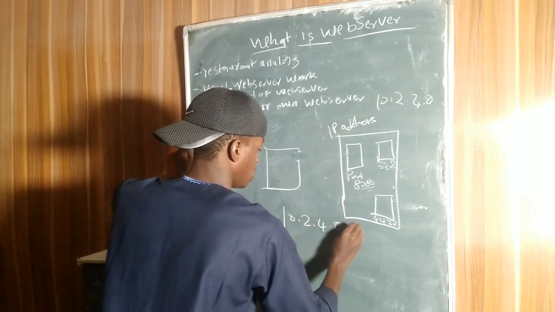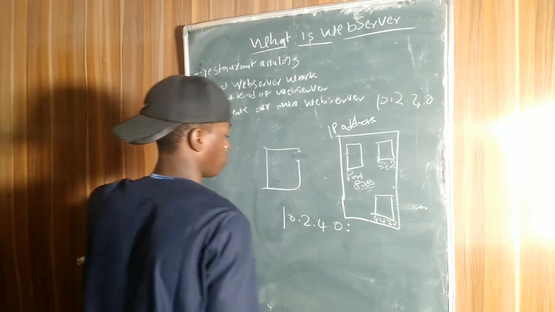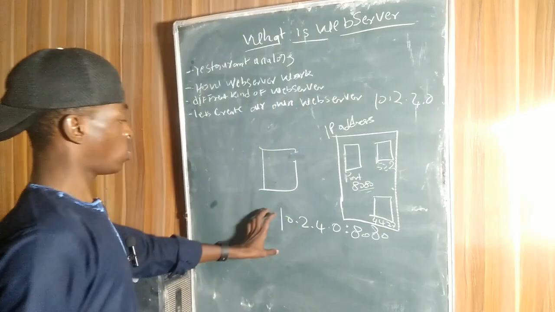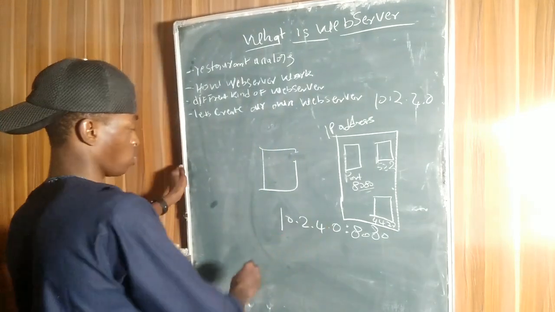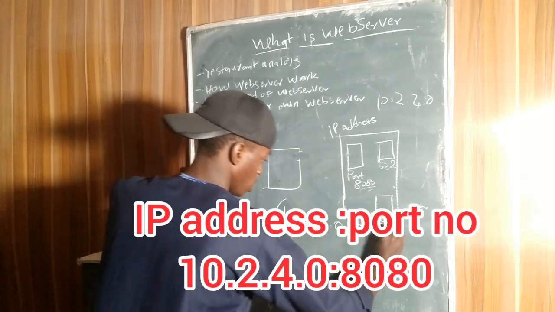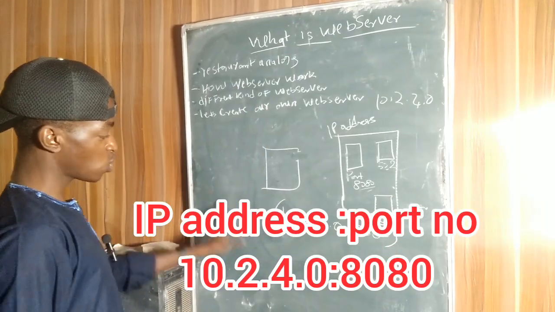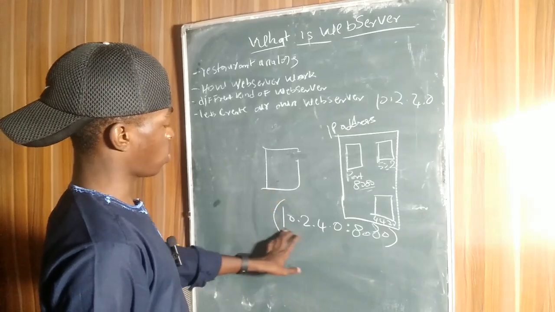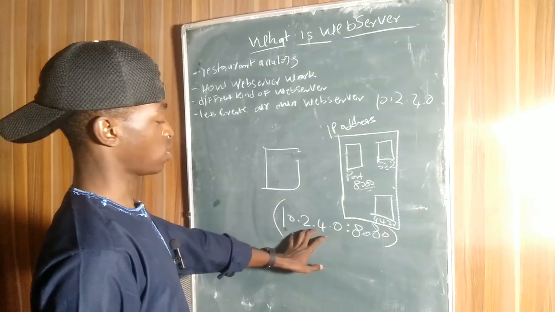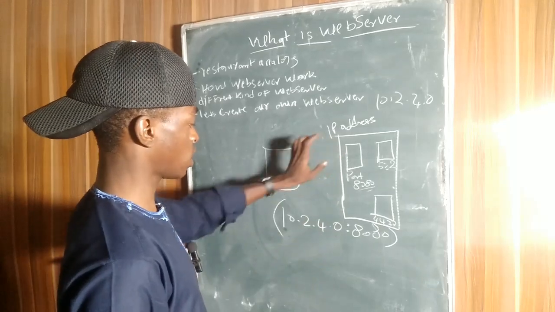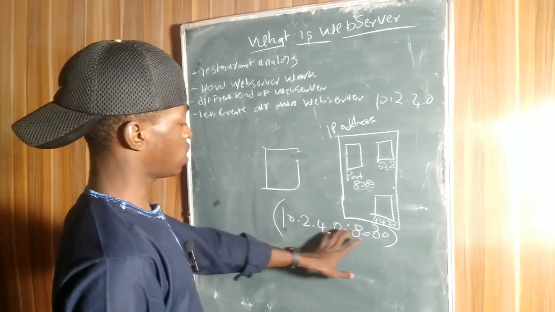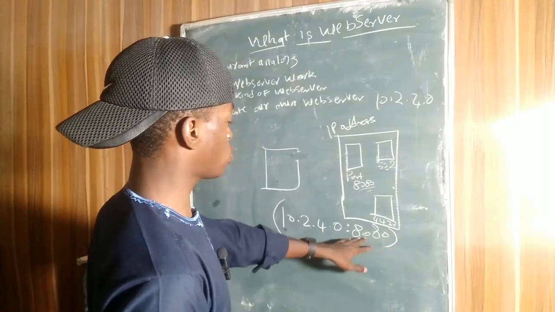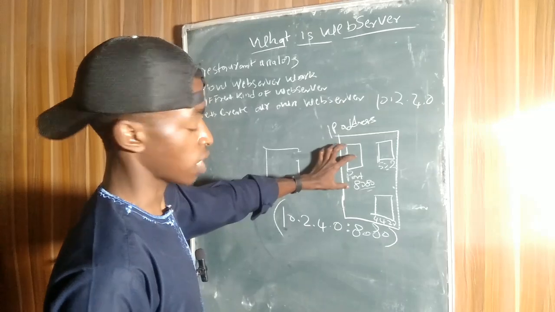Then at the end, you attach the port number, 8080. This is what you write in your browser. When you write this, you are telling the internet that you want to access this computer. This is the IP address of the computer on the internet, and this is the service you want to be served on, which is 8080. What is running on 8080 is a web server.